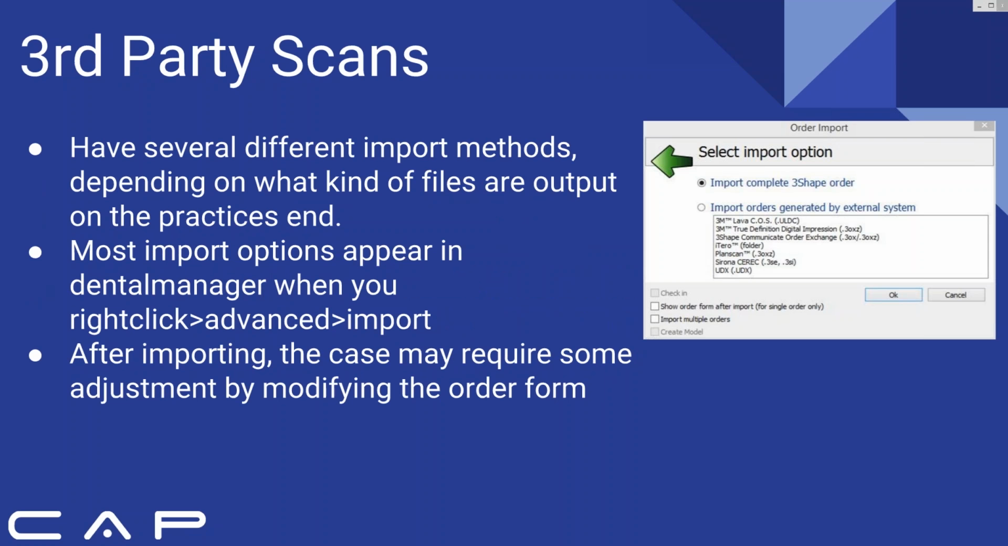The next method is for the third-party system. Most of the import methods are in the Dental Manager screen when you right-click and hit the Advanced and Import option. So in here we have a bunch of different systems. Most of the time for the newer import methods, the various systems will now export a .3oxz file. This is a 3Shape proprietary file that's meant for importing into any Dental Manager. There are some other methods like 3M's Lava COS, which has the ULDC file, and then iTero, which has a folder that also has a couple of XML files that you might need. But most of the systems now are using the 3oxz format.